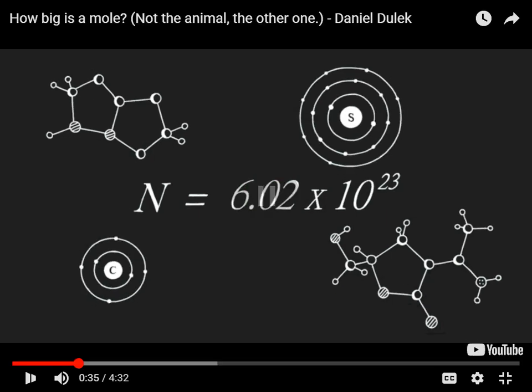The mole, write down this number. 6.02 times 10 to the 23rd. Mole, 6.02 times 10 to the 23rd. We'll talk about what that's referring to shortly.